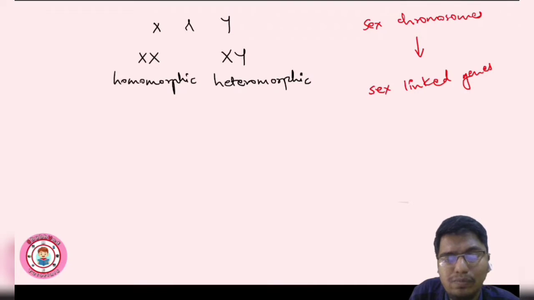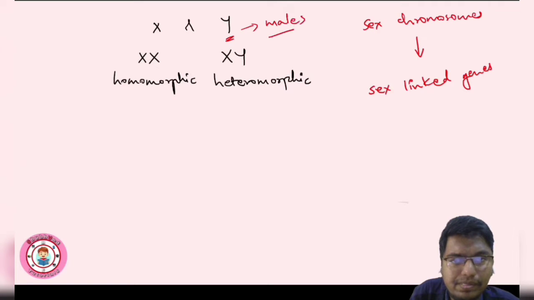The Y chromosome, as we know, is present only in males, right? So the traits are only present in the males. These traits are known as holandric traits. Traits are present only in males.